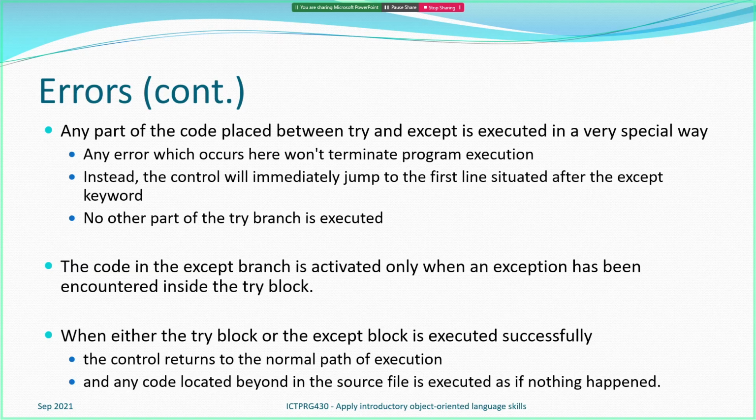So the exception code is only executed if an error occurs in the code in the try branch. So you won't get it happening unless it's an error. Once you either successfully finish the code in the try branch, it goes back to the normal programming, or it executes what's in the exception code, finishes that branch, and then goes back to normal.